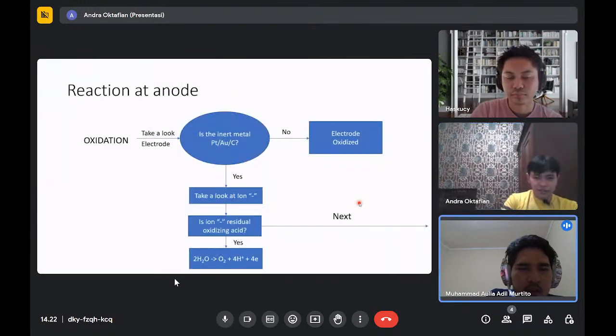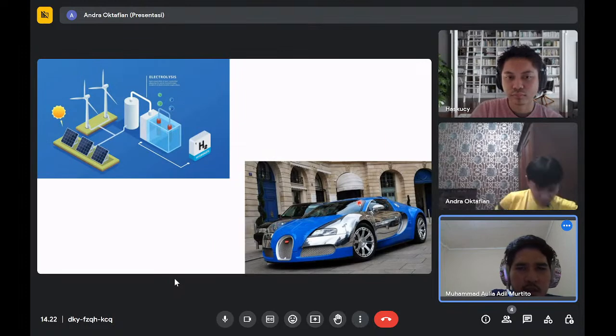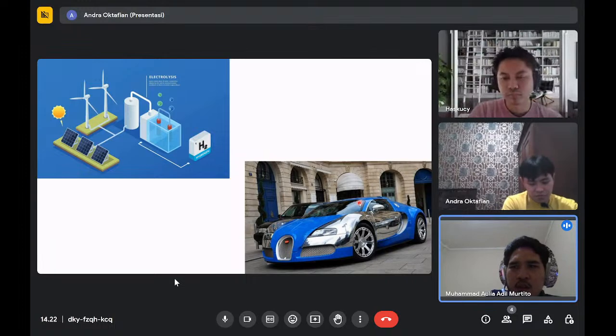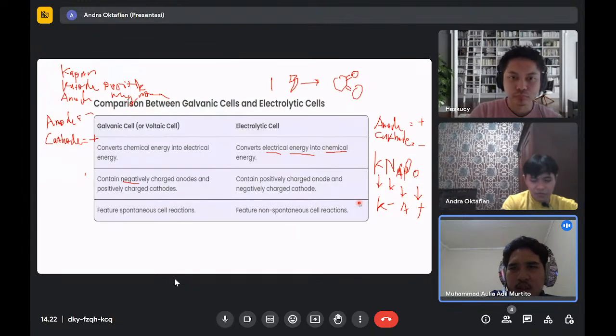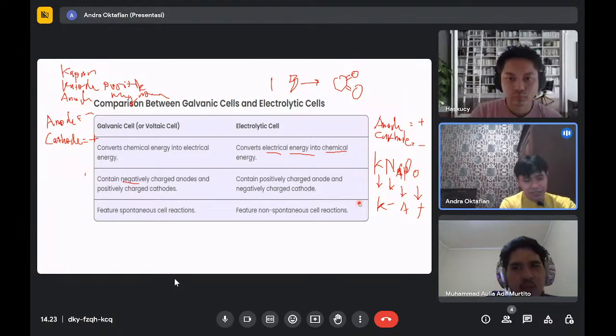Andrea, just wondering, when you say that electrolysis isn't spontaneous, it means... wait, hold on. Electrolysis is basically we convert electrical energy to chemical energy, right? And what you mean by isn't spontaneous means that we have to generate the electrical energy. Is that what you mean, Andrea? Yeah, that is what I mean.